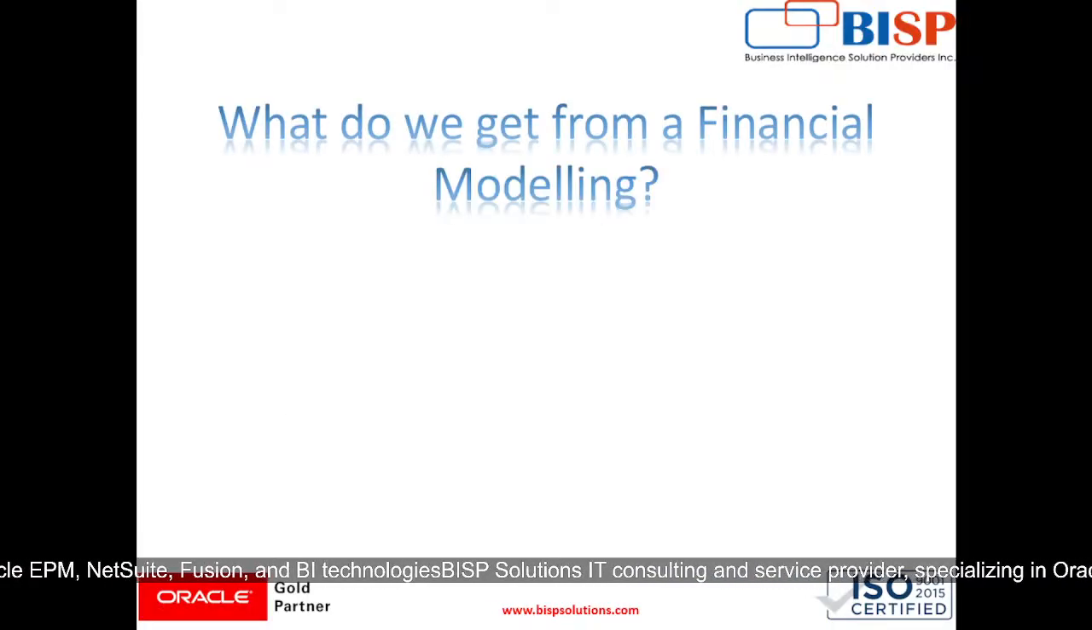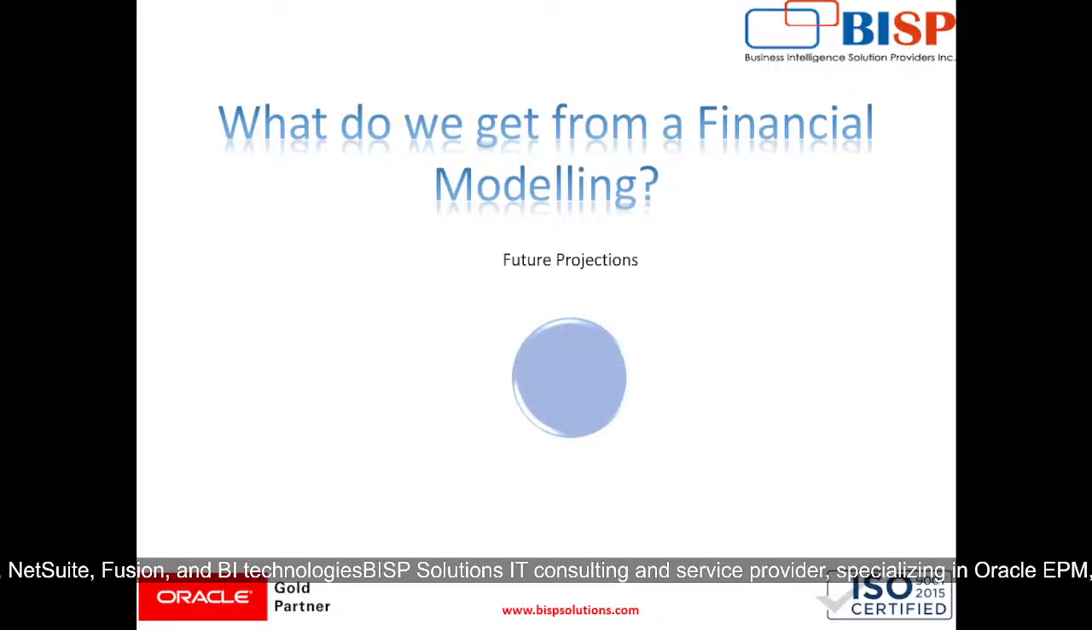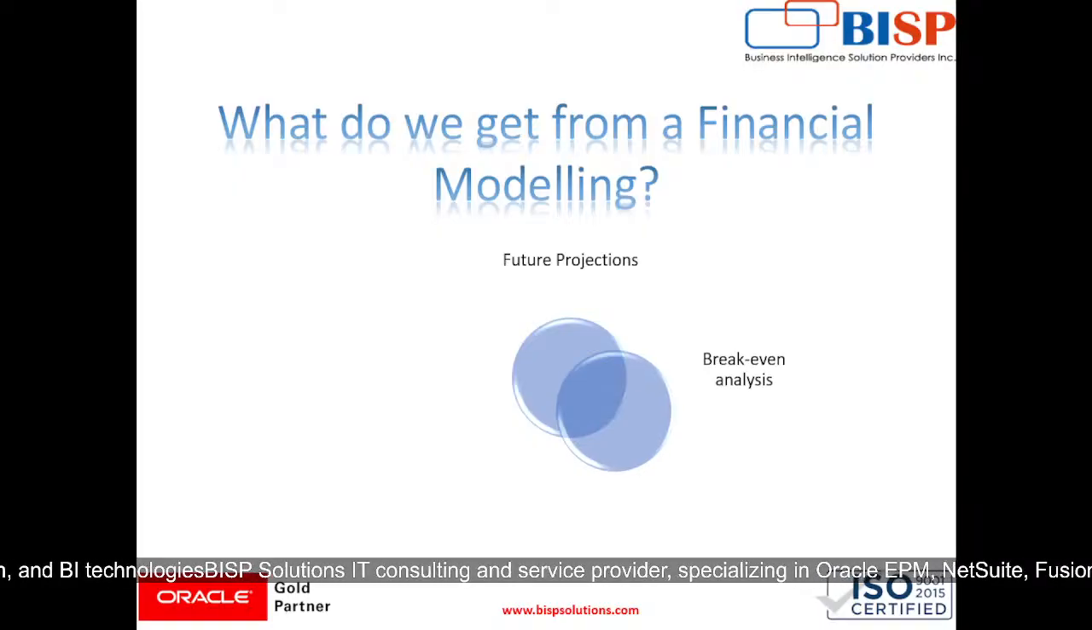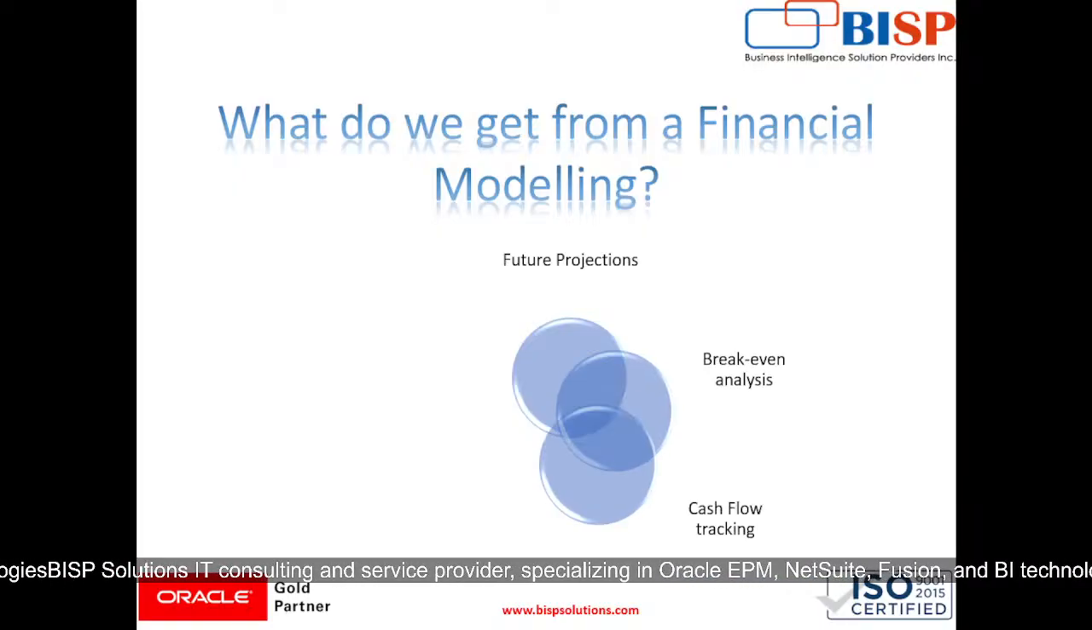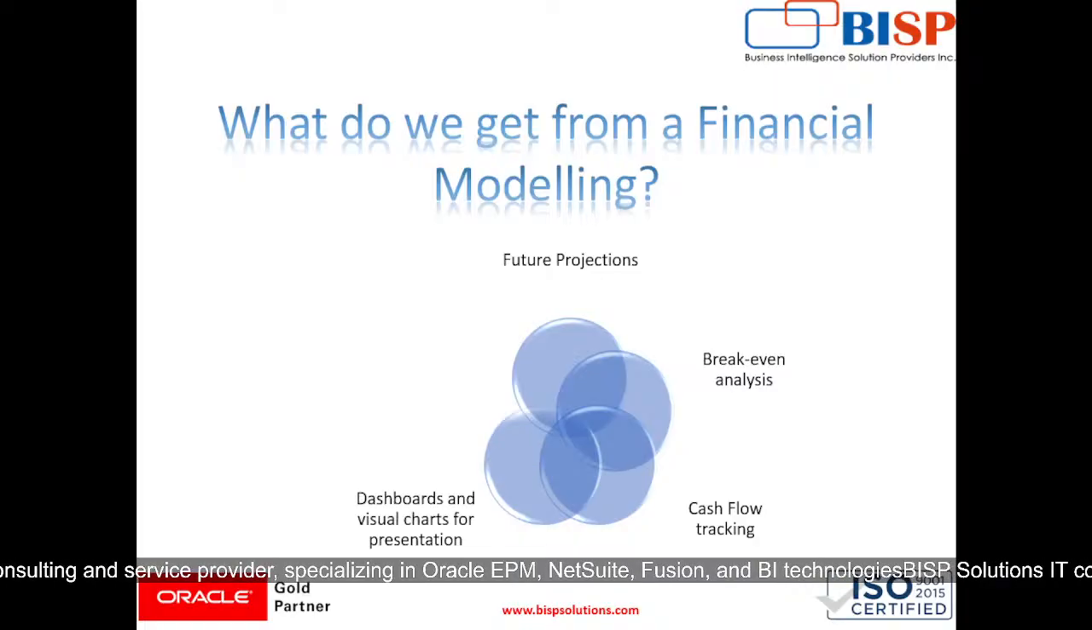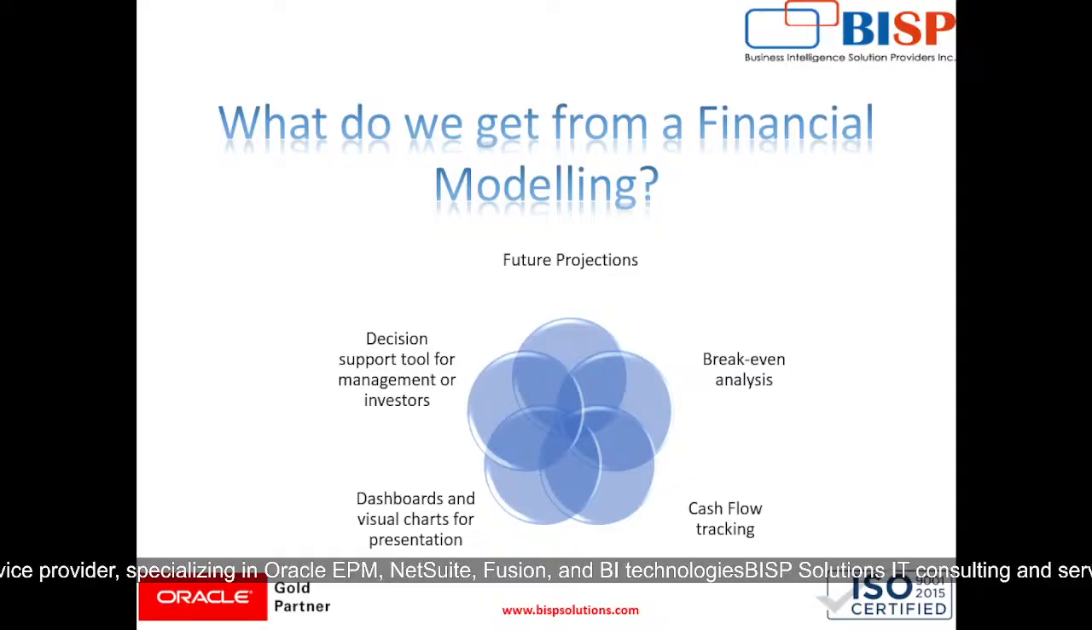So what do we get from a financial model? Future projections for the next 3 to 5 years, break-even analysis showing when we will start making profits, cash flow tracking showing when we will run out of money, dashboards and visual charts for presentations, and a decision support tool for management or investors.